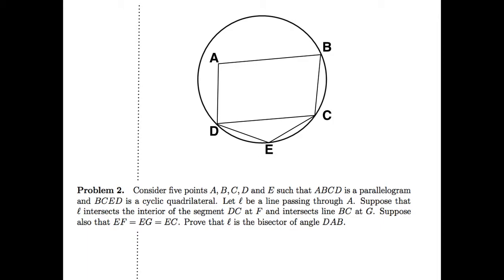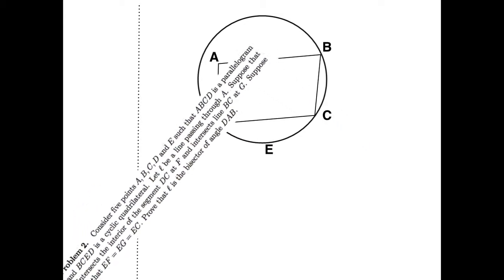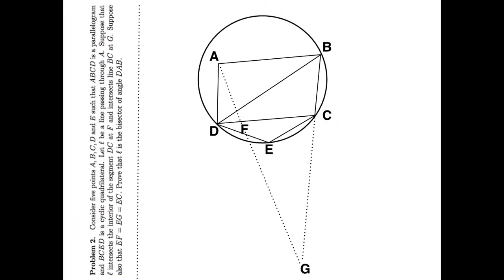So the line passing through A meets DC at F. And suppose that L intersects the interior of the segment DC at F and intersects line BC at G. Now as it is a straight line, it will never bounce back like a reflection and go to BC. It will move straight from point A. The line L goes through the circumference of the circle, and BC should be extended because it's not a reflection that bounces back to BC. So now you can extend line AF and extend line BC to get a common point G where they both meet.